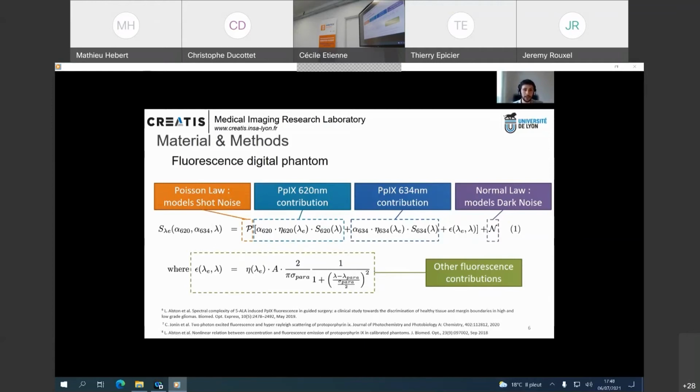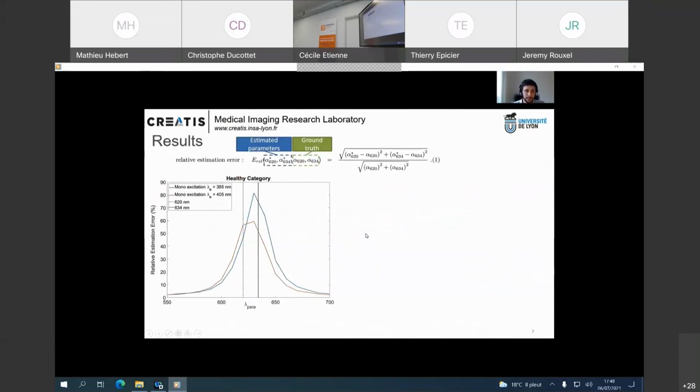So we decided to model the added fluorophore by a Lorentzian function, and we will study the impact of the Lorentzian function parameters lambda para, sigma para, eta, A on the estimation veracity. On this slide, we decided to show you results of the impact of the Lorentzian maximal polarization lambda para on the relative error defined in equation 1 for the healthy category.